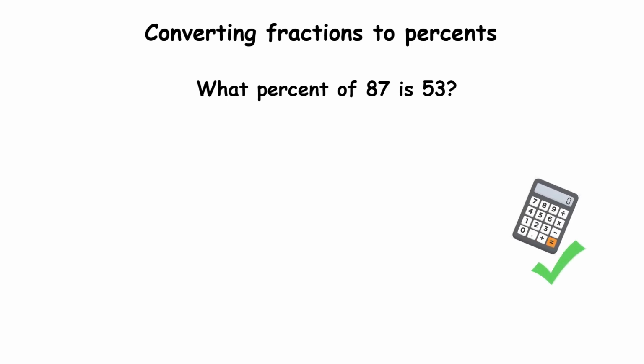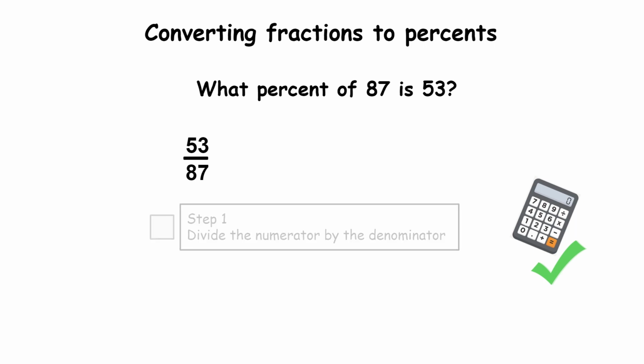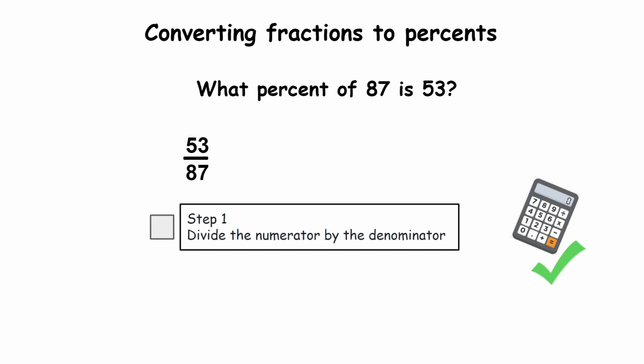Okay, let's convert one more fraction. This time, we want to know what percent of 87 is 53. And we're going to use a calculator for this one. So let's write the fraction. Now, to convert the fraction into a percent with the calculator, the first step is to divide the numerator by the denominator. And 53 divided by 87 equals 0.609.